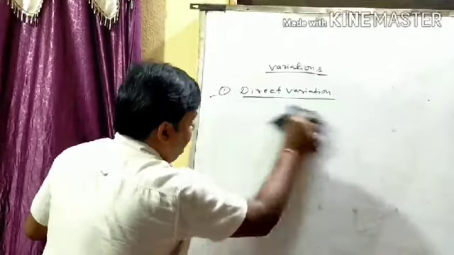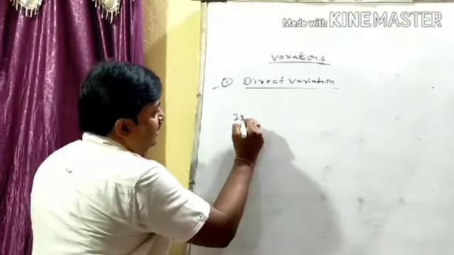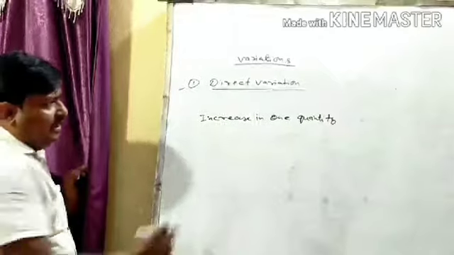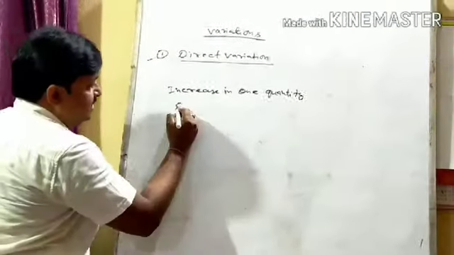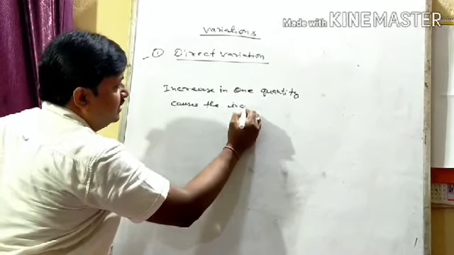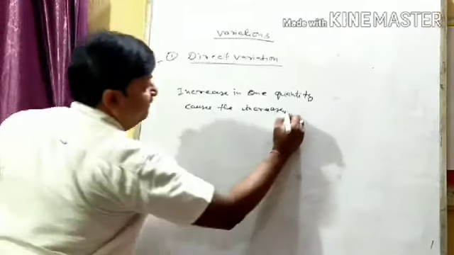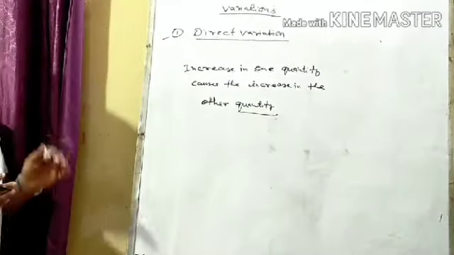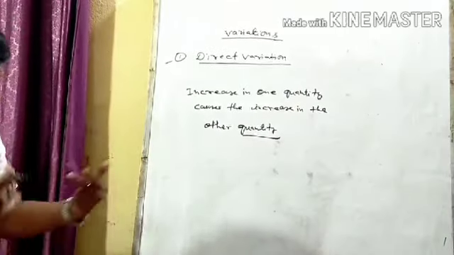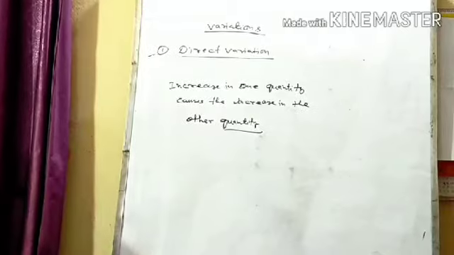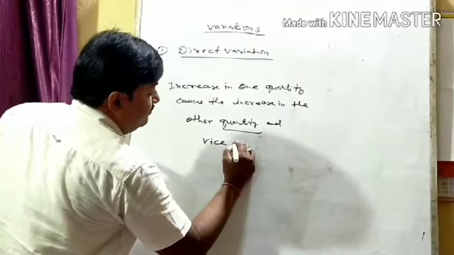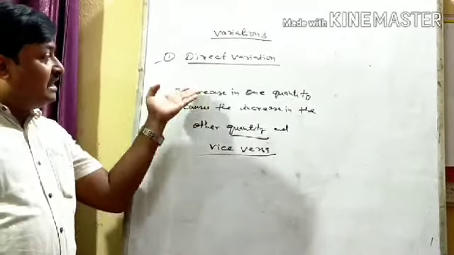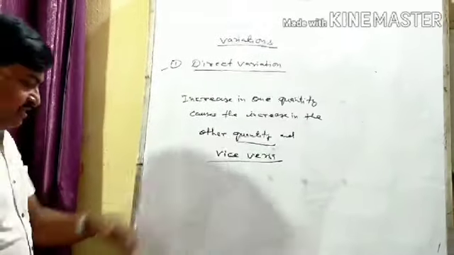Let's understand the direct variation. In direct variation, an increase in one quantity causes an increase in the other quantity, and vice versa. Means an increase in one quantity causes the increase in the other quantity, and vice versa means a decrease in one quantity will cause a decrease in the other quantity. See the example.